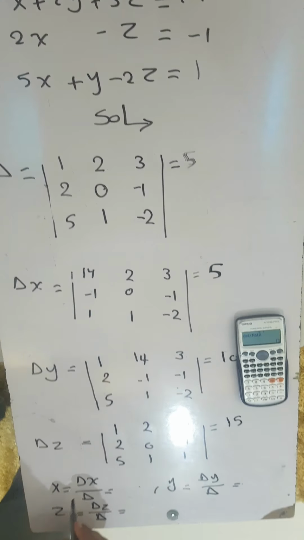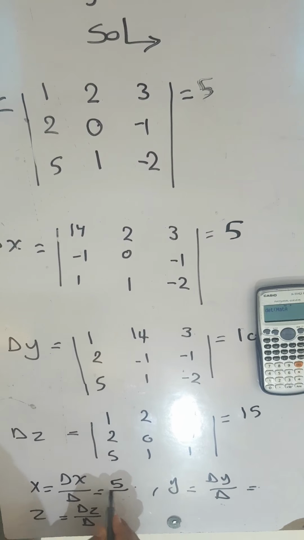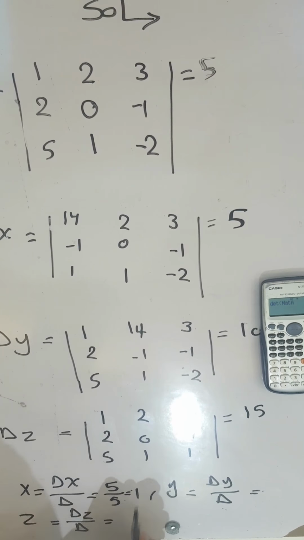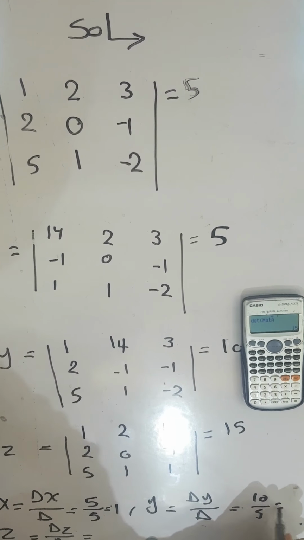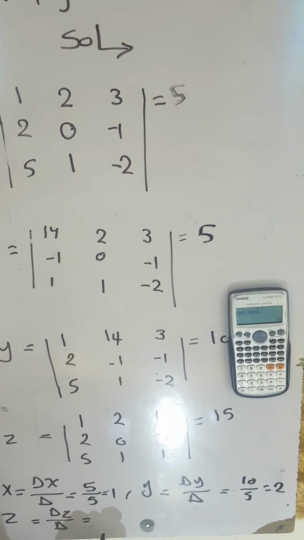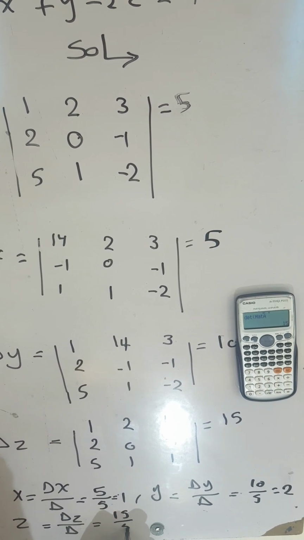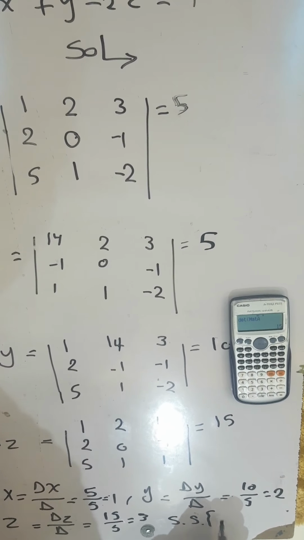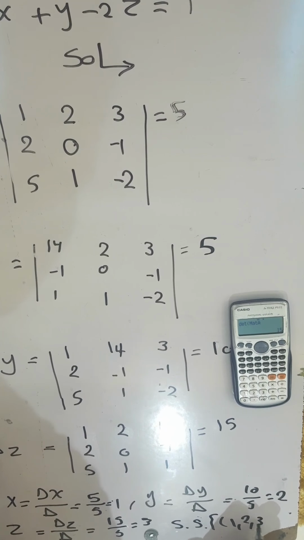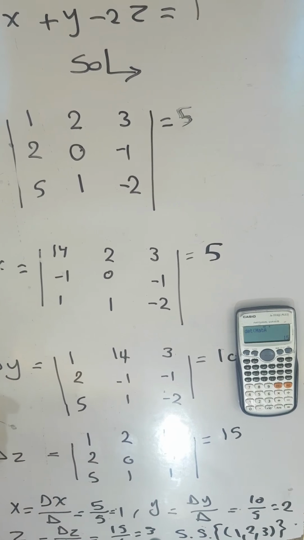To get x, delta x equals 5 over 5. The result is 1. To get y, delta y, 10 over delta, 5. The result is 2. Delta z equals 15 over 5. The result is 3. Therefore, the solution set is 1, 2 and 3. Thanks.